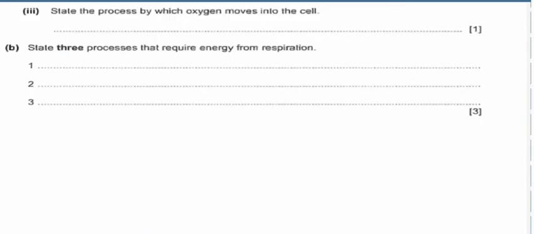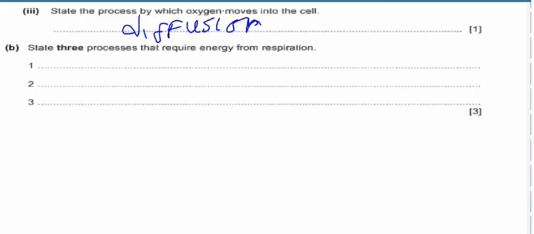The next question. State the process by which oxygen moves into the cell. So oxygen moves into the cell by the process of what? Diffusion.